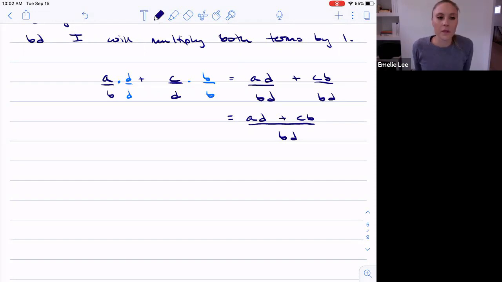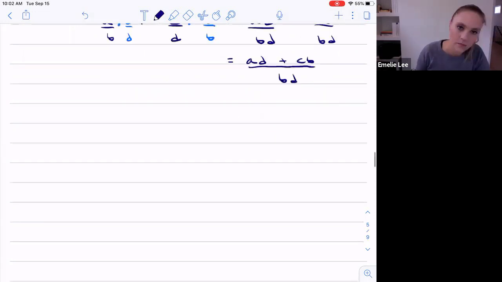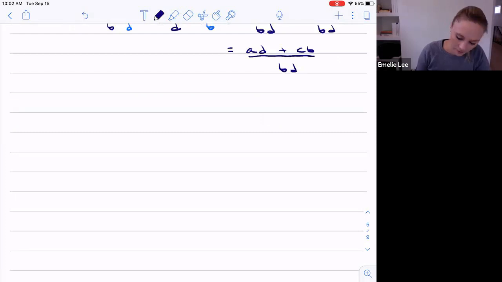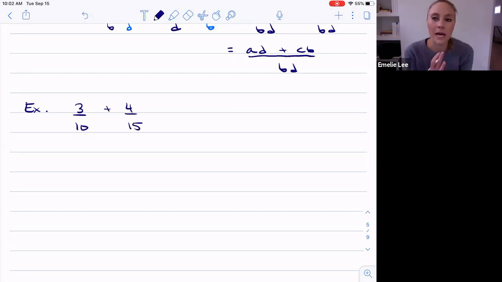Okay, so let's see if we can do some examples here. If I've got 3 over 10 plus 4 over 15, right? I'm adding fractions. I don't have a common denominator, so I need to make a common denominator first.